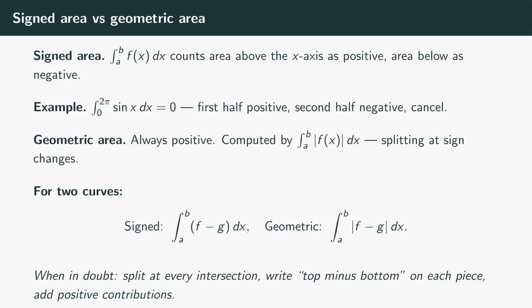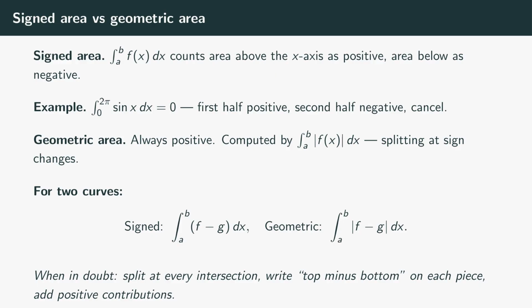One more conceptual point, because it trips students up. The Riemann integral, the integral from a to b of f of x dx, doesn't compute geometric area in general. It computes signed area. Area above the x-axis is counted positive, area below is counted negative. Famous example: the integral from 0 to 2 pi of sine of x dx equals 0. The sine curve from 0 to 2 pi encloses a positive hump and a negative hump of equal size, and they cancel. Signed area 0. Geometric area is definitely not 0. It's 4, two humps of area 2 each.